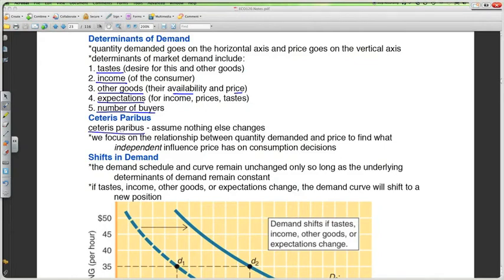Ceteris paribus, I talked about earlier, how assume nothing else changes, holding all else constant. And this is so we can just focus on the relationship between our two variables. So just focus on the relationship of the price of the good or service and the quantity demanded for that good or service.